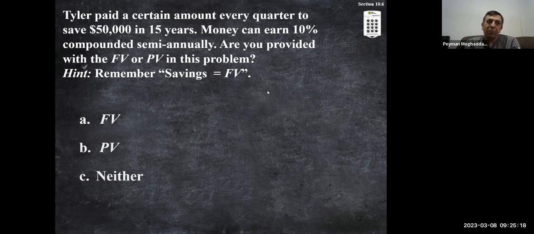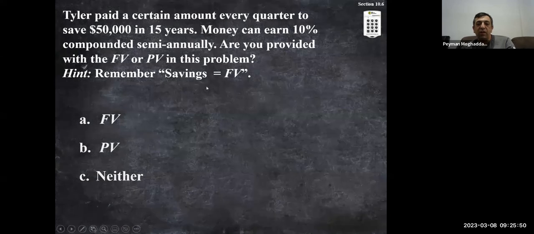So present value, you have some money in the bank, you want to withdraw from it until it's finished. Future value, you want to put some money in the bank and save it for a certain period of time. Okay, so that's the difference. Now, Tyler paid a certain amount every quarter to save $50,000 in 15 years, so this is going to be future value. Money can earn 10% compounded semi-annually. Are you provided with the future value or present value in this problem? Remember, saving is future value. I'll give you the hint. So saving is future value. So it's going to be a future value problem.